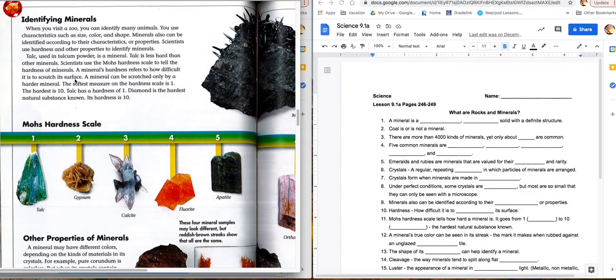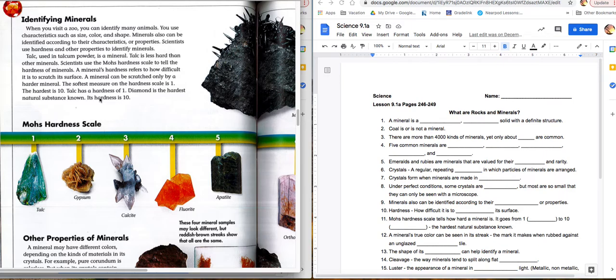Okay? A mineral can be scratched only by a harder mineral. The softest measure of a hardness scale is 1. The hardest is 10. Talc, boom, has a hardness of 1. Diamond is the hardest natural substance known. It has a hardness of 10. Okay, so number 11 in your notes, it goes from 1, in parentheses, you'd write the word talc, guys. That's an example of it. To 10, you'd write the word diamond. And diamond is the hardest natural substance known. It's one of the things that make diamonds so valuable.